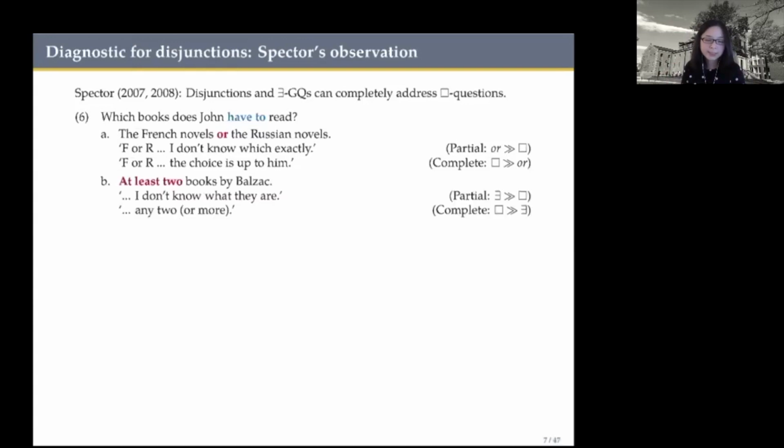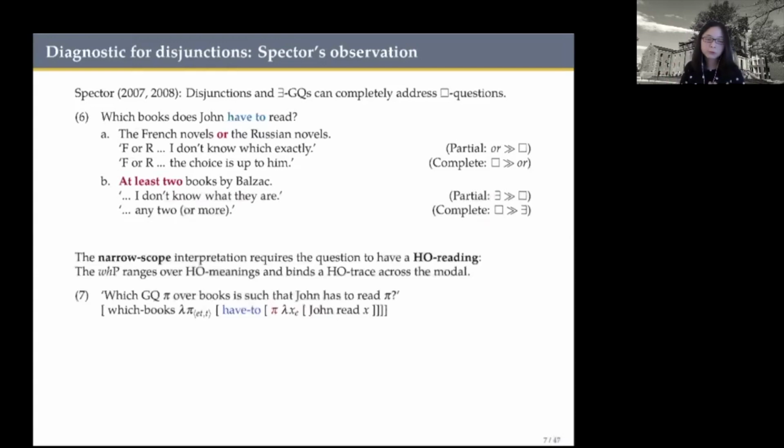And similarly, we see the same ambiguity with existential quantifiers. Which books does John have to read? At least 2 books by Balzac, any 2 books. To derive the narrow scope interpretations of the answers, we want the question to have a higher order reading. So the question in 6 can be paraphrased as in 7: Which generalized quantifier pi over books is such that John has to read pi?